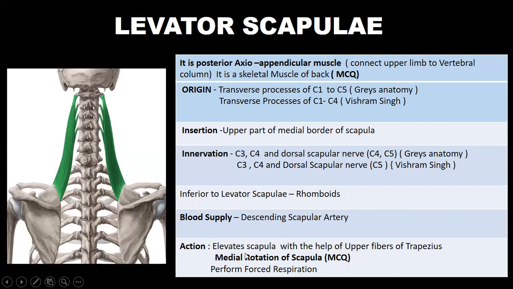But the point to remember is it elevates the scapula with the help of which muscle? Trapezius, and the fibers of trapezius which are associated with it, the upper fibers. Coming to the rotation, it provides medial rotation. As I have already said, when we talk about the scapula, the only thing we need to understand is which muscles do medial rotation and which do lateral rotation. So just don't forget this. And it also performs forced respiration, as done by the trapezius muscle also.